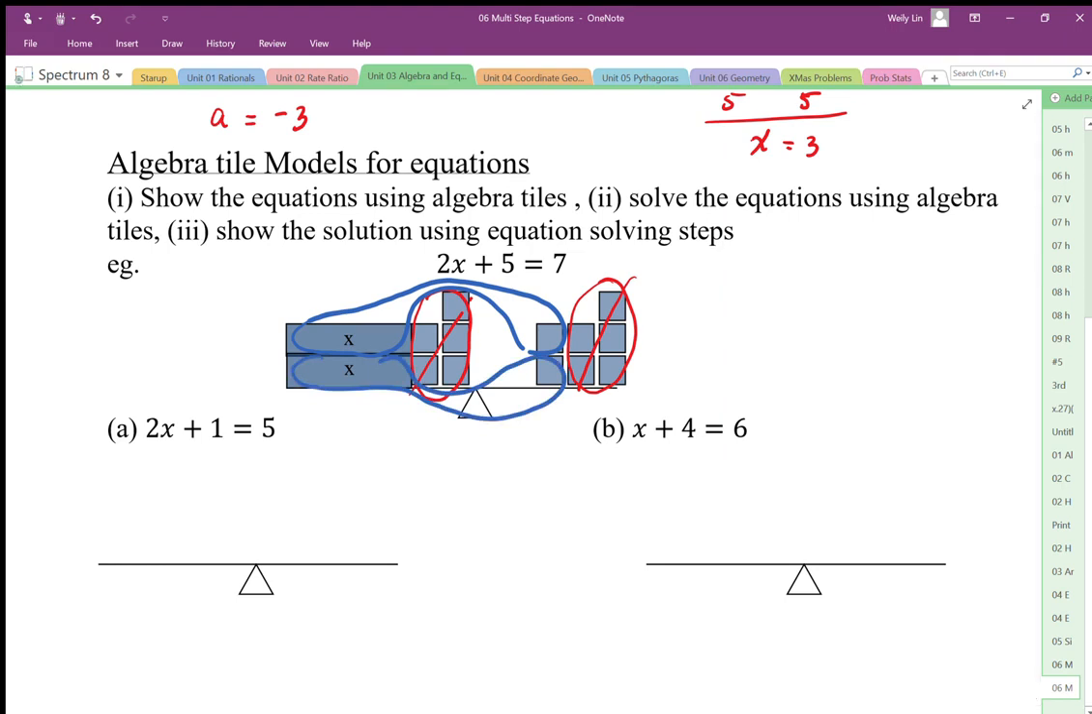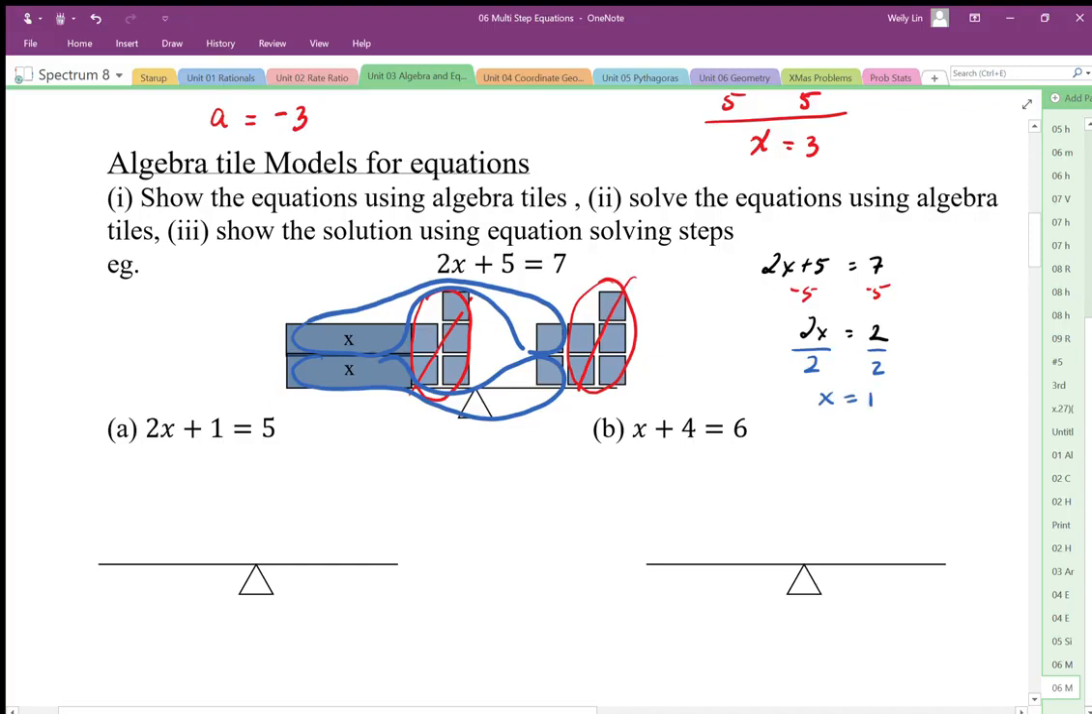And I can show the steps over here. So let's start off with our 2x plus 5 equals 7. The getting rid of step, right? The minus 5, minus 5. So I end up with 2x equals 2. That regrouping is my divide. I can divide by 2, and I get x equals 1.